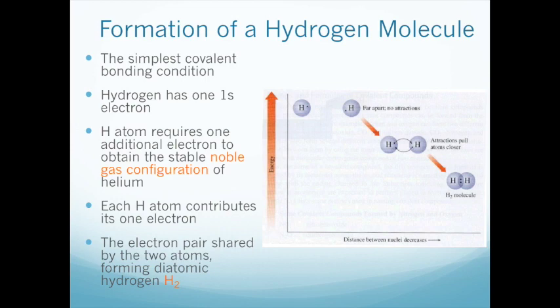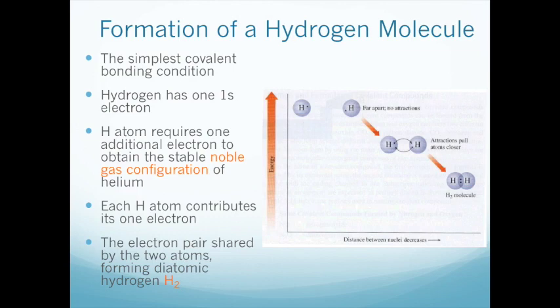The simplest covalent bond occurs between two hydrogen atoms. Now, as we discussed before, the hydrogen atom has one 1s electron, and if it obtains another electron from another hydrogen atom, both hydrogen atoms obtain the nearest noble gas configuration, which is helium.